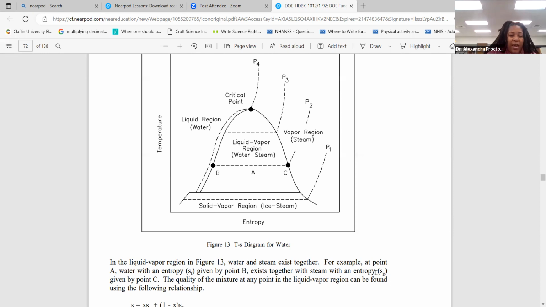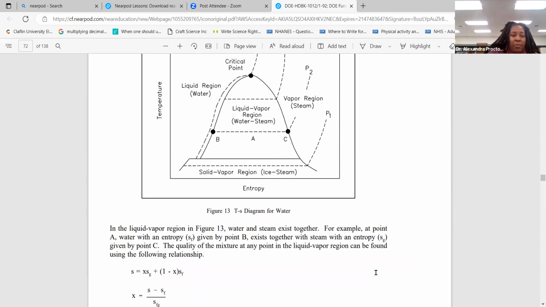In the liquid vapor region in figure 13, water and steam exist together. So for example, at point A, the water with an entropy of s_f at any given point B exists together with steam with an entropy of s_g at any given point C. The quality of the mixture at any point in the liquid vapor region can be found using this relationship.